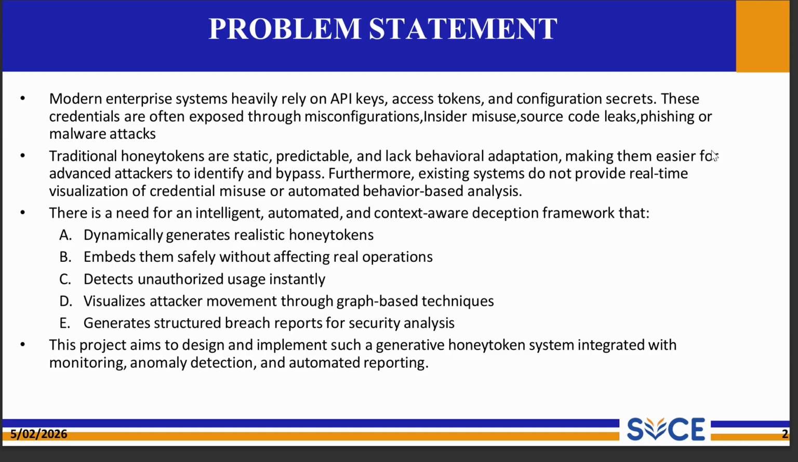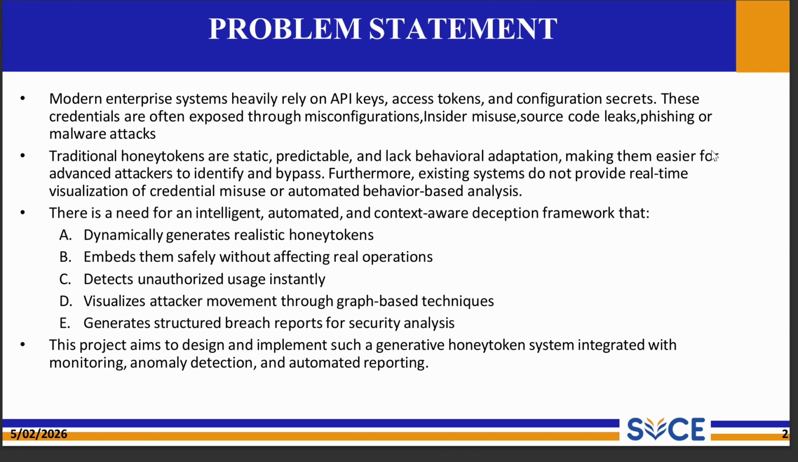Modern enterprise systems heavily rely on API keys, access tokens, and configuration secrets to function. But those credentials are constantly at risk. They get exposed through misconfiguration, insider misuse, source code leaks, phishing attacks, or malware. Now, the existing solution for this is honey tokens, fake credentials planted to trap attackers. But the problem is traditional honey tokens are completely static and predictable. A sophisticated attacker can easily identify them and simply bypass them.